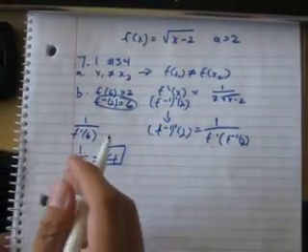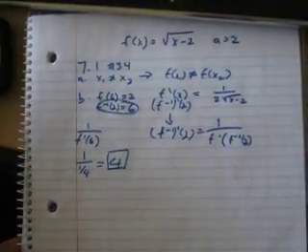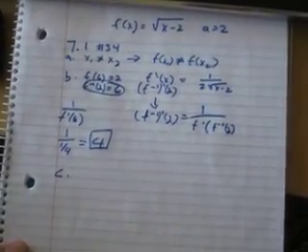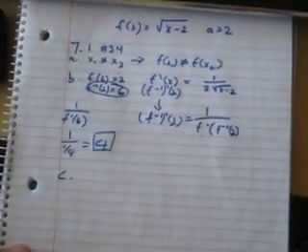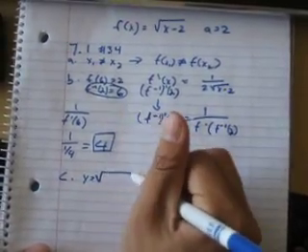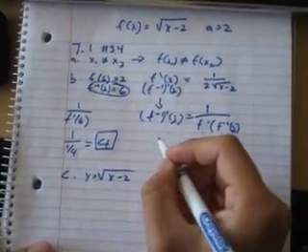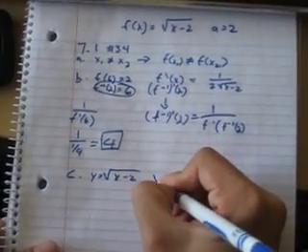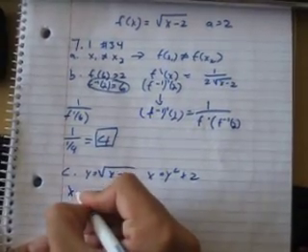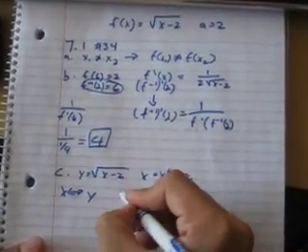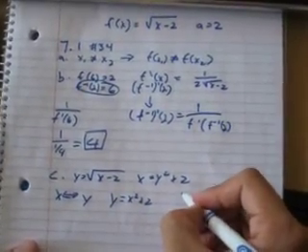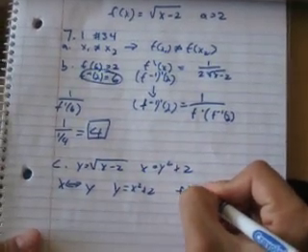That's part B. For part C, it asks to calculate the inverse of f and state the domain and range of the inverse. So you have y equals square root of x minus 2, and then you change it in terms of y, and you get x equals y squared plus 2. And now you want to switch the x and y, and then you have y equals x squared plus 2, and that is the inverse.